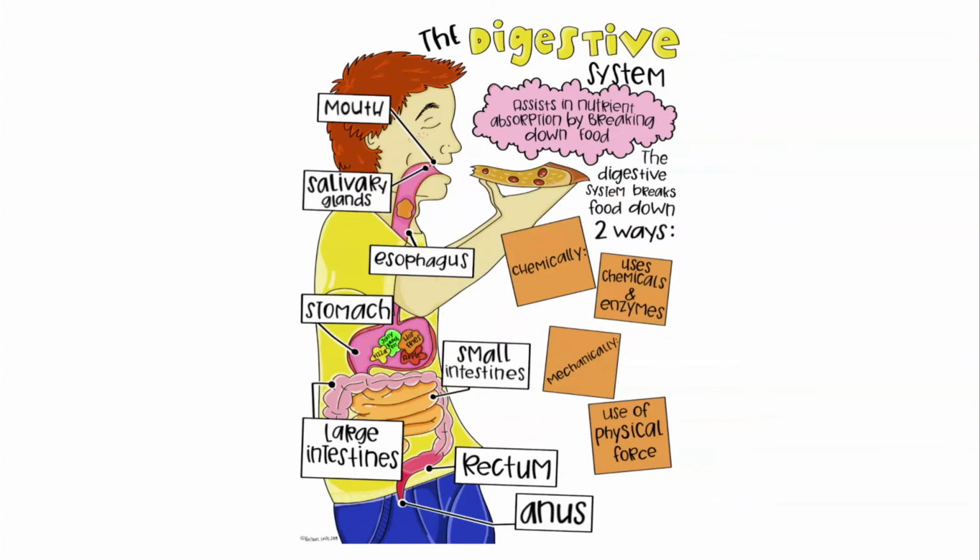Next, the digestive system. So this one's basically a long line of different organs that digest your food for you. The whole point of the digestive system is to break down food into nutrients that your body can use. So let's talk a little bit more about that.